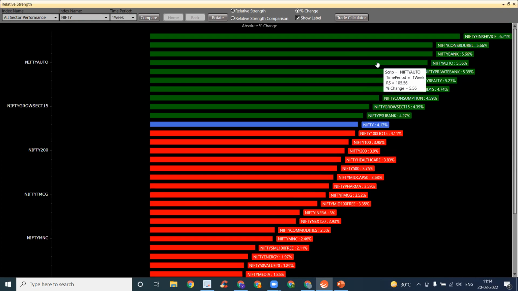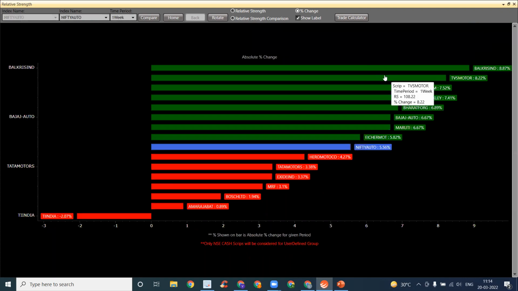Auto sector. Balkrishna Industries, TVS Motor, M&M, they all have moved up. Let us see some of them. Ashok Motors.